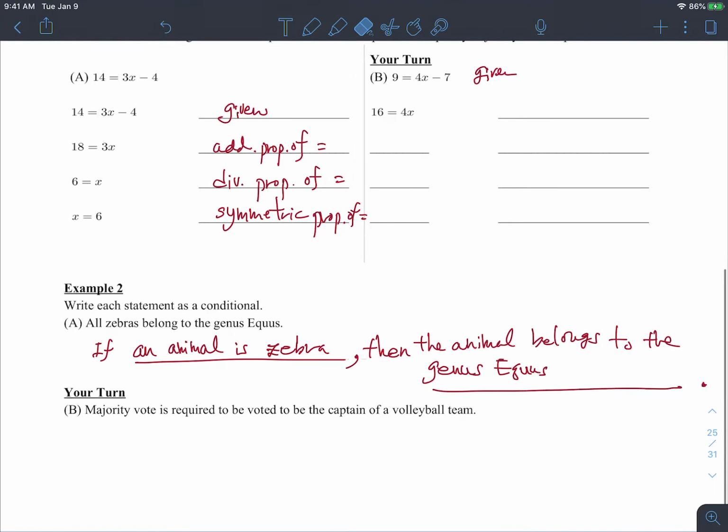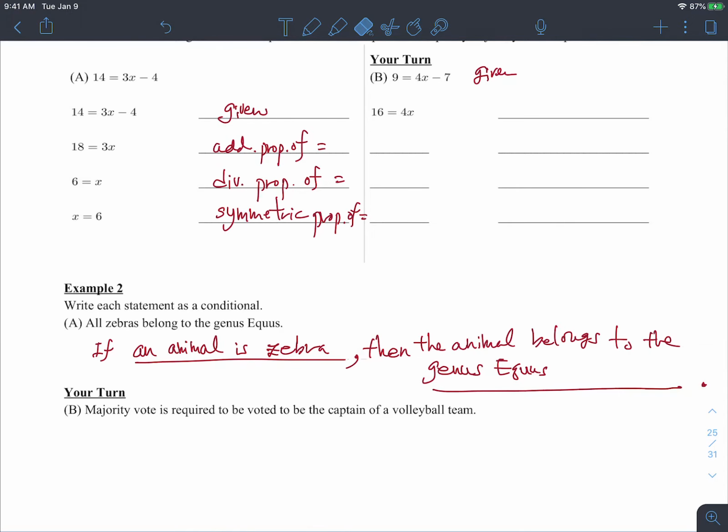So do me a huge favor. Take a minute to try your turn. Majority vote is required to be voted to be the captain of a volleyball team. There are different variations. Everybody sort of writes a little bit differently. So don't worry if it doesn't look exactly like mine. Okay, guys, go ahead.